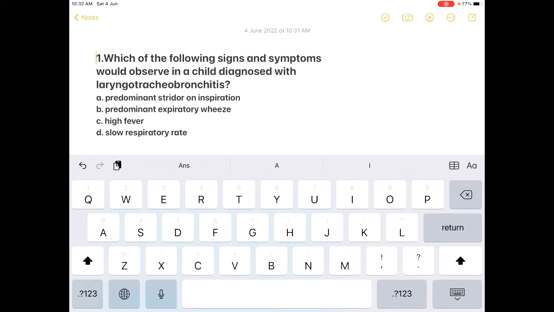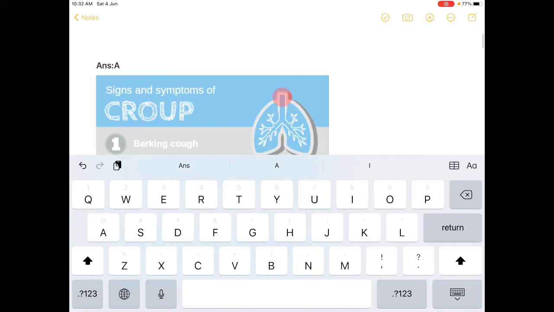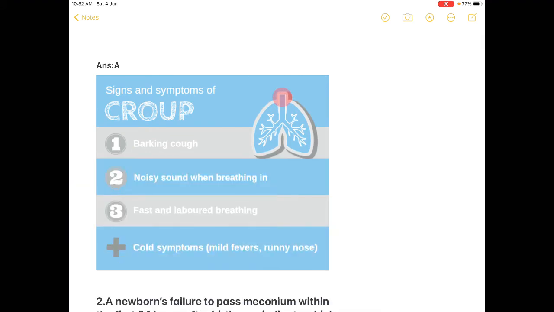If you have watched our previous video, pediatric nursing part 3, we have already discussed in brief about laryngotracheal bronchitis, which is also known as croup, C-R-O-U-P. Croup is a respiratory infection caused by a virus, and the main signs and symptoms of croup are the following: barking cough, noisy sound when breathing in, that is stridor, fast and labored breathing, and cold symptoms, that is mild fever or running nose.